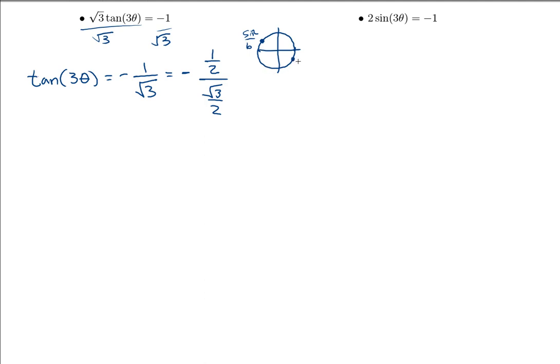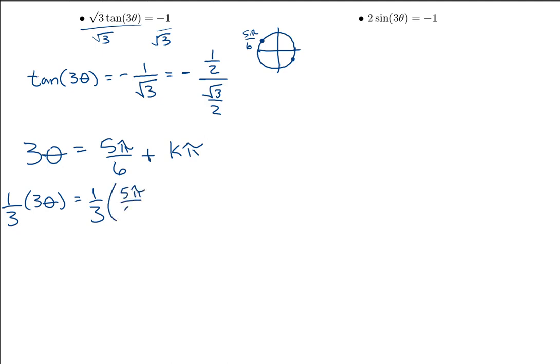And so remember, with tangent, you're always able to just write a single statement, 3 theta equals 5 pi over 6 plus k pi, right? We don't have to write two distinct statements when it comes to tangent. And I can multiply by a third on both sides. So this will be theta is equal to 5 pi over 18 plus k pi over 3. All right. So that's our answer to part A, right?